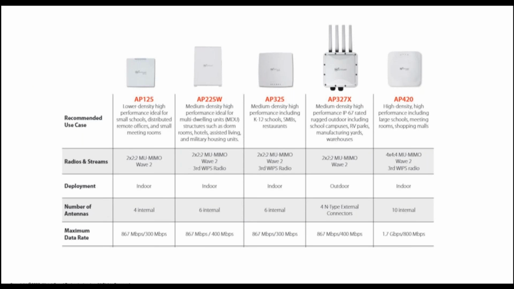All right, so before we start going into the topics that we have for today, I just wanted to give a very quick summary of the access points, the hardware that we have. So we have the AP125, which is our entry point that definitely is going to be useful for small offices or branch offices.